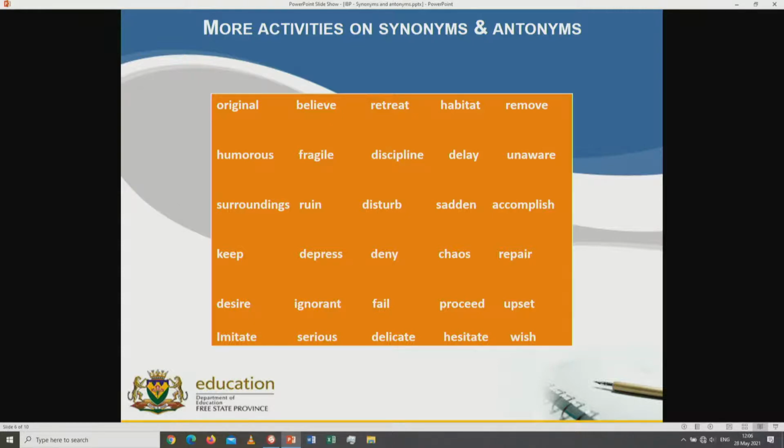Now, from here, let us look at the words. We are going to start with the synonyms. Myself, I have circled a word here, and the word that I have is depress. You see depress? I circled the word depress, and then I say depress carries the same meaning as sadden. So the two words are synonyms because their meaning is similar. Now let's try to complete this activity and look at the other list of words that we have here.